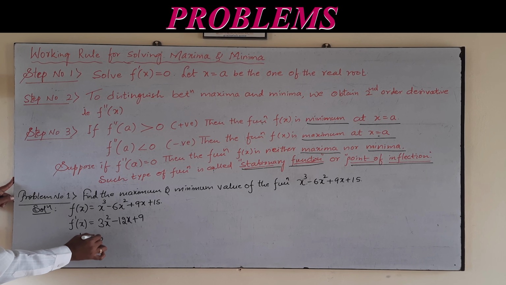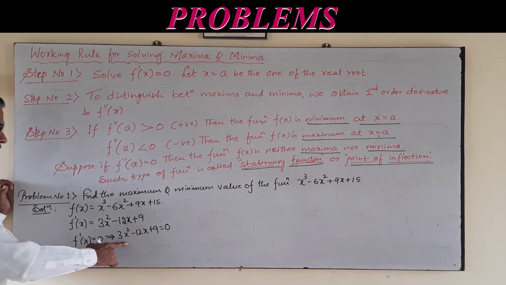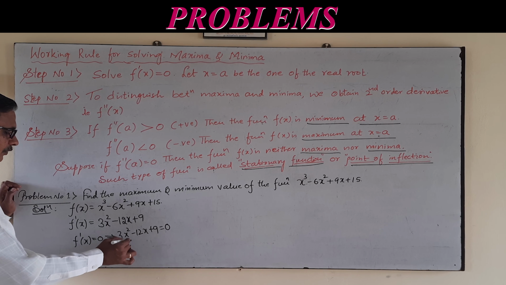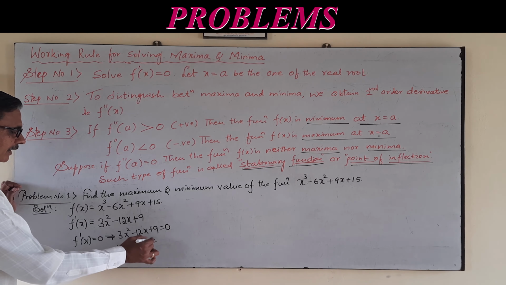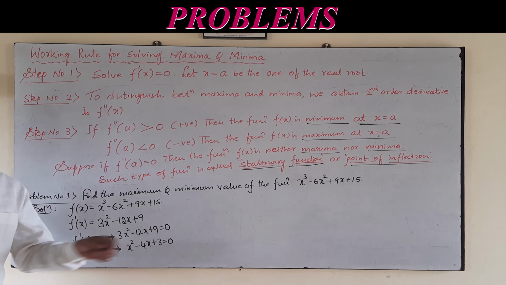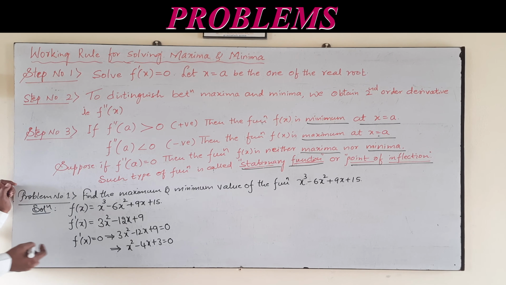f dash x is equal to 0. What is the f dash x value? 3x square minus 12x plus 9 is equal to 0. We got an equation. Simplify this equation and find the roots. What is common in these three terms? 3 is common. Dividing by 3, we get x square minus 4x plus 3 is equal to 0. It is quadratic. It has 2 roots.